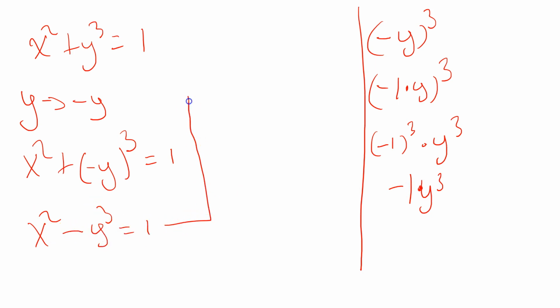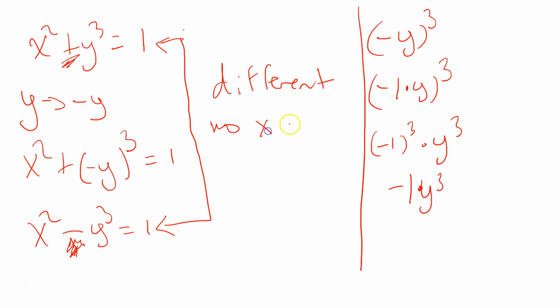And what you observe here is that these two, the original up top and the last one on the bottom, are different. And they're different because on the bottom, it's x squared minus y cubed. Now, on the top, it's x squared plus y cubed. The signs are different. So that, right, and that, they are clearly different. Therefore, no x-axis symmetry.